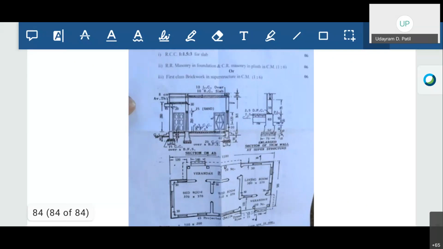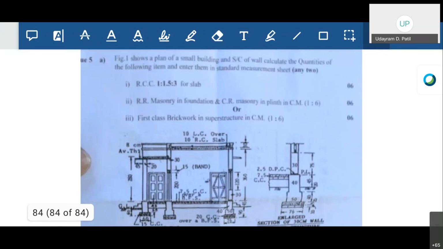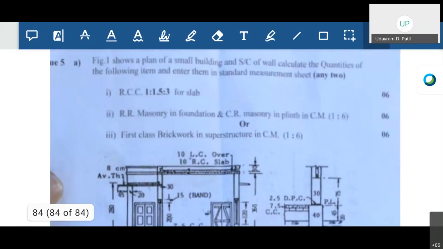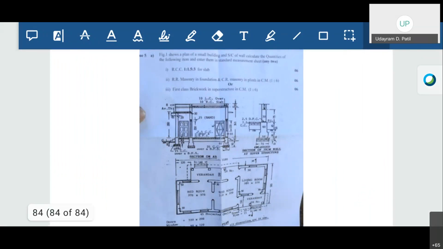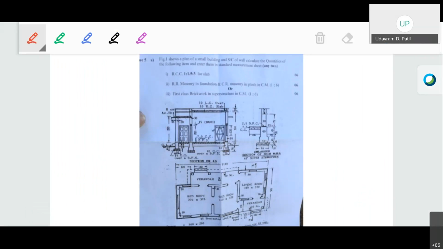Now this is the previous year example. This was your end semester example for the previous year paper. As you can see, the particular example is of 3 walls and there is also the veranda, front veranda and back veranda.